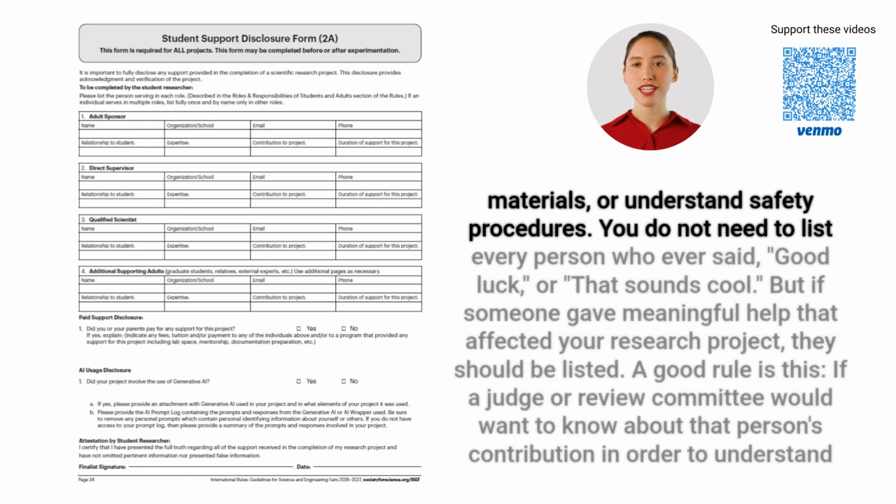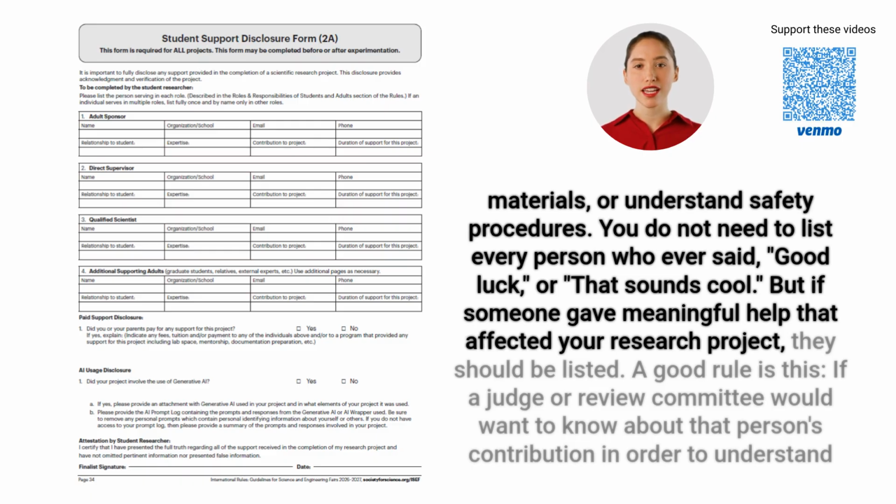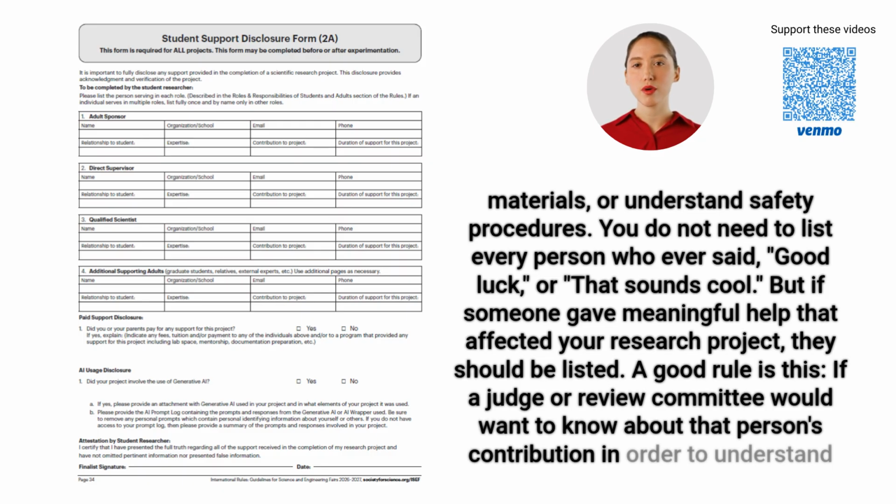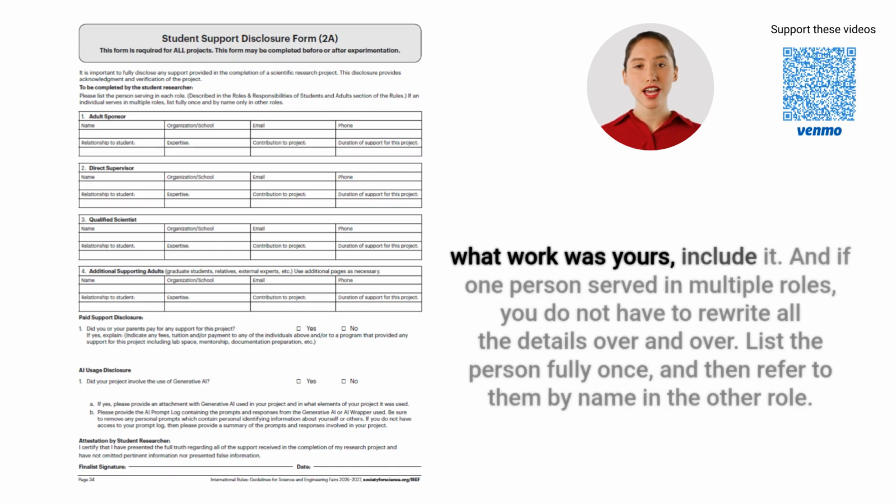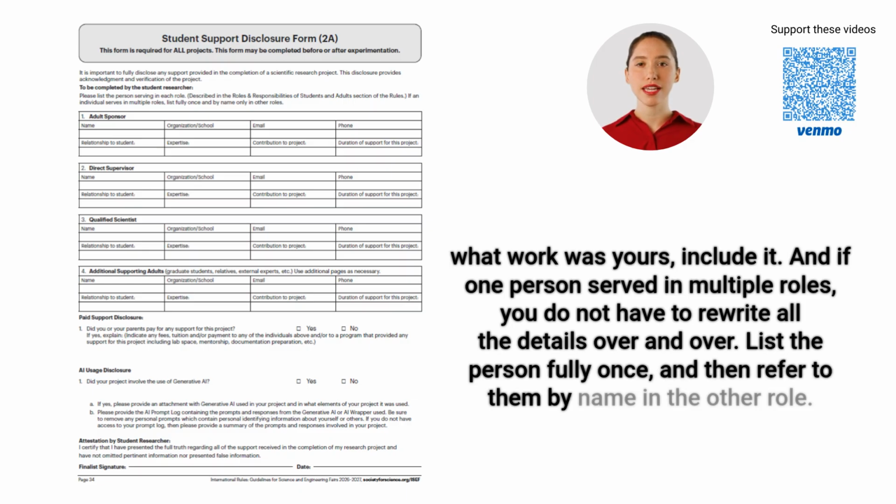You do not need to list every person who ever said good luck or that sounds cool. But if someone gave meaningful help that affected your research project, they should be listed. A good rule is this: if a judge or review committee would want to know about that person's contribution in order to understand what work was yours, include it. And if one person served in multiple roles, you do not have to rewrite all the details over and over. List the person fully once and then refer to them by name in the other role.